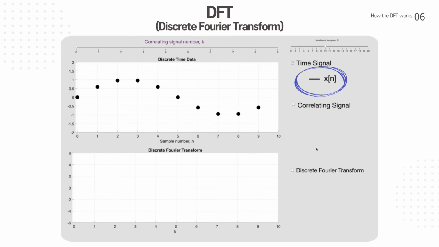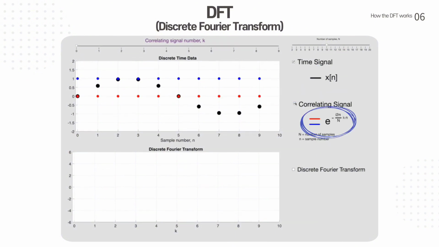Here, the time signal x sub n is just a pure sine wave with 10 samples. So per the definition of the DFT, we multiply this signal with e raised to an imaginary exponent, which I'm calling this whole thing the correlating signal, and hopefully the name will make sense shortly. Now, if we set k equals 0, then our correlating signal is just e to the 0, which produces a constant real value of 1 and imaginary value of 0.